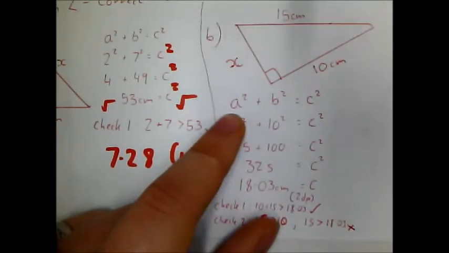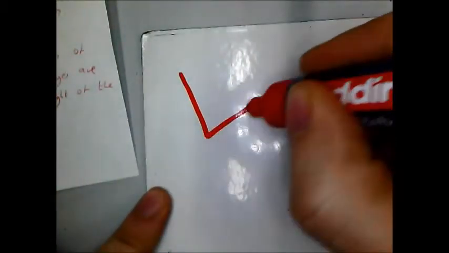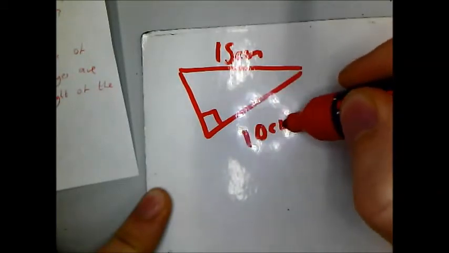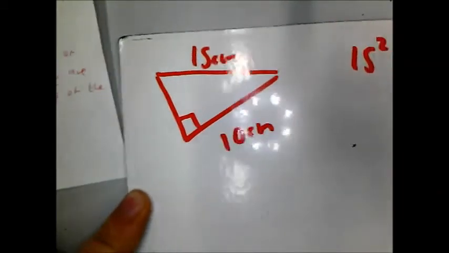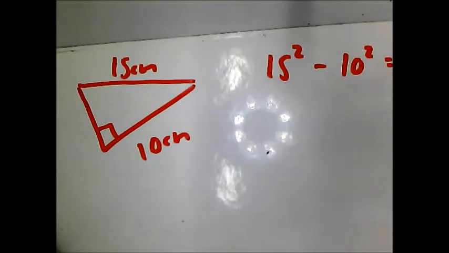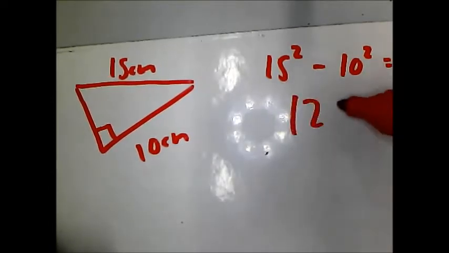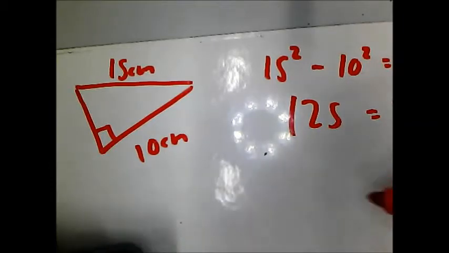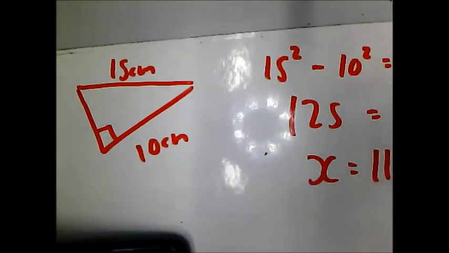So what they should have done is, if I just quickly sketch out this triangle again, 15 squared subtract 10 squared equals x squared. So when I put that into my calculator, I get 125 equals x squared. So then when we square root this, we get x to equal 11.2 to 1 decimal place centimeters. And that's the mistake.